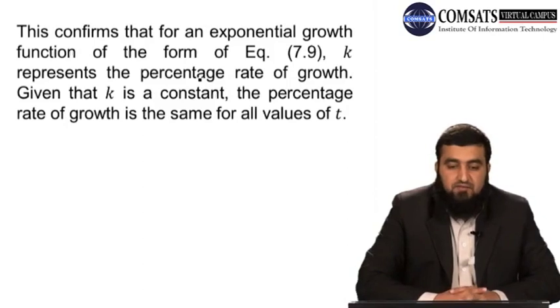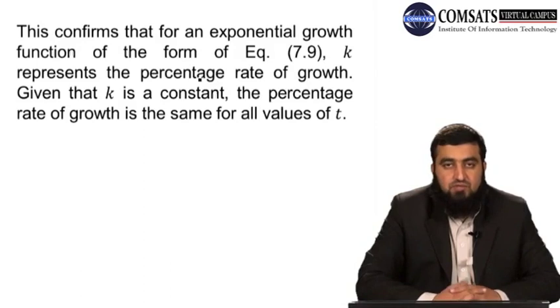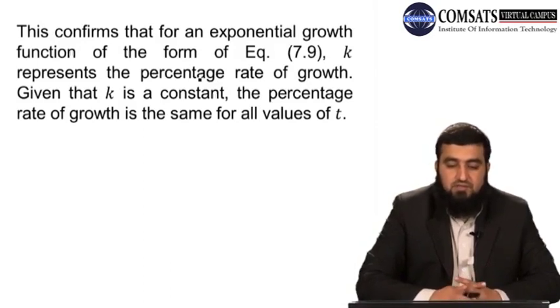So this confirms that for an exponential growth function of the form of equation 7.9 given in the book, k represents the percentage rate of growth. Given that k is constant, the percentage rate of growth is the same for all values of t, because k is a constant.